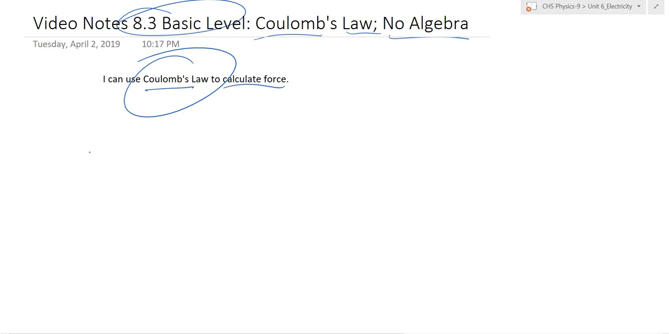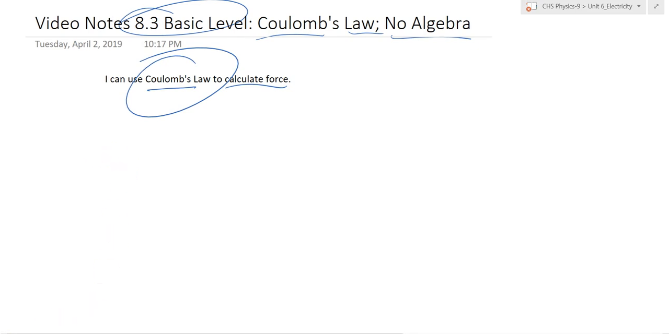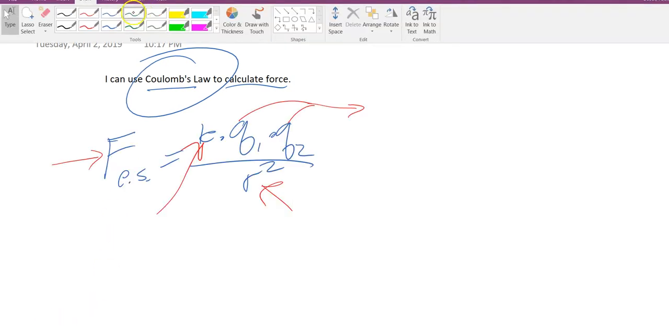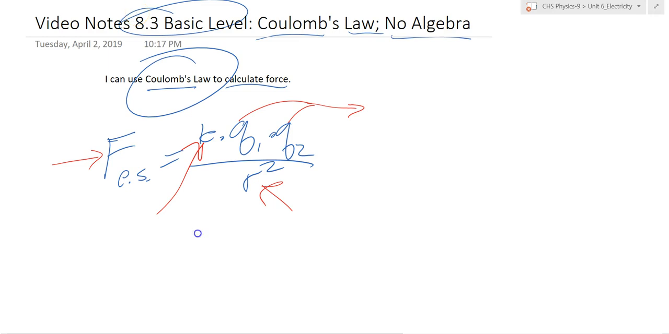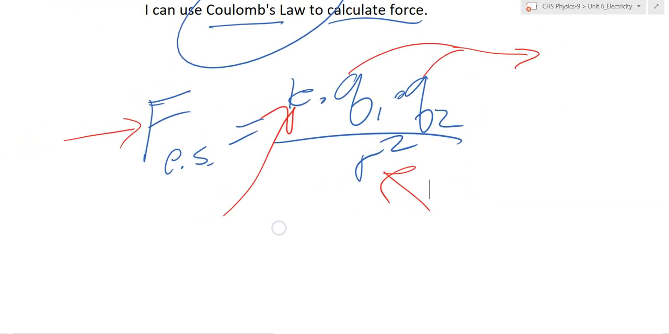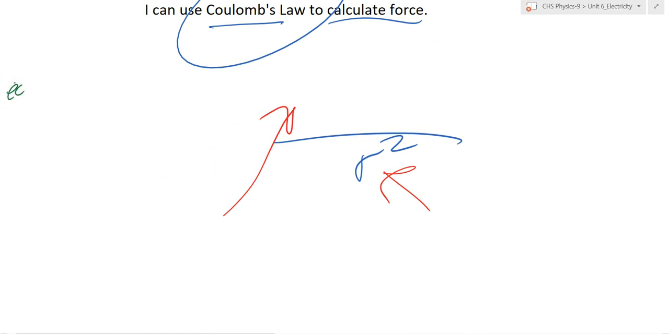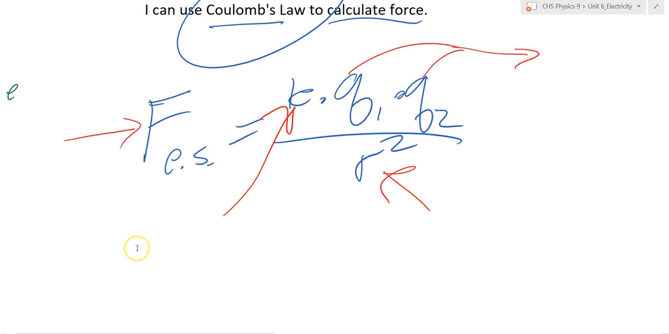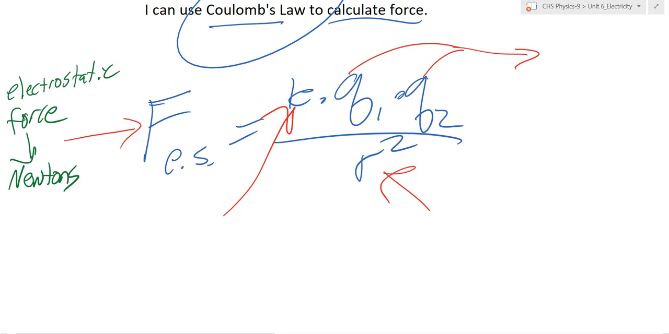I'm going to put an equation up here and I want you to copy it down. Go ahead and copy this down. This right here, FES, stands for electrostatic force. And if you remember, force is measured in newtons. Shouldn't be new to you.